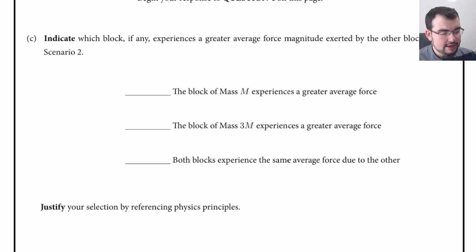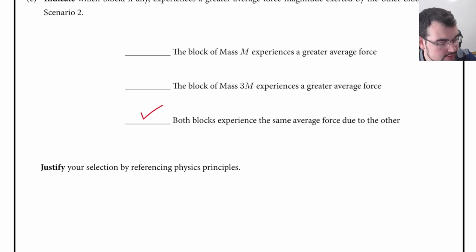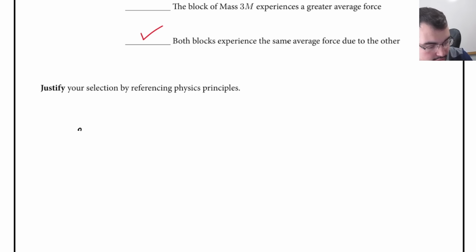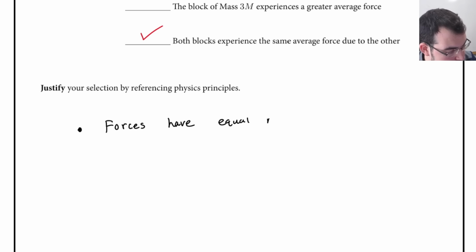Indicate which block, if any, experiences a greater average force exerted by the other block. Two blocks are colliding. Which is bigger, the force on m by 3m or the force on 3m by m? Well, anytime you start getting into a tongue twister with different forces on, by, and it's just swapping their order, this is Newton's third law. Forces have equal magnitude by Newton's third law.